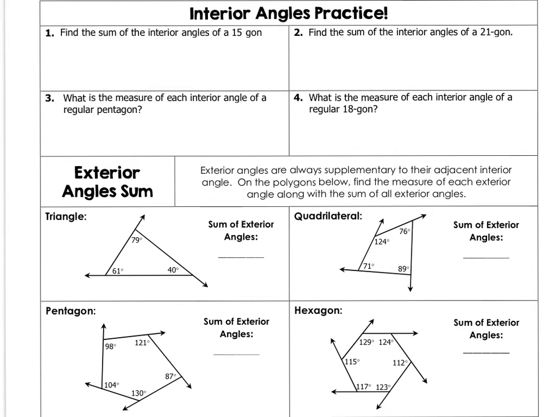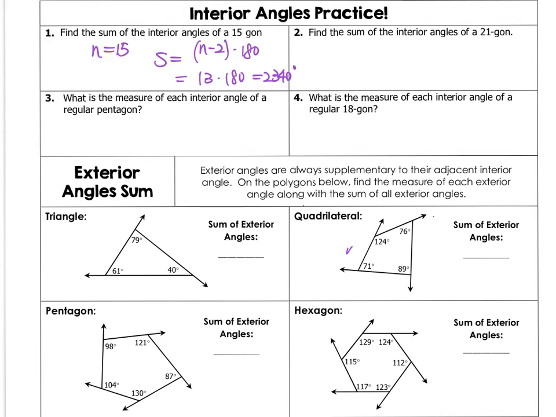So let's look at some practices here. It's fairly straightforward. I actually recommend, if it's helpful, that you use the bottom half of the last page, put these formulas in front of you and simply plug them in. Find the sum of interior angles of a 15-gon. So the number of sides is 15, and the formula is n minus 2 times 180. So that should be 13 times 180, which is 15 minus 2 times 180, and that gives me 2340.